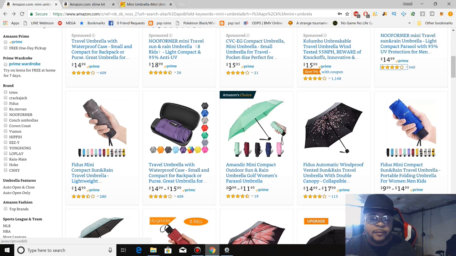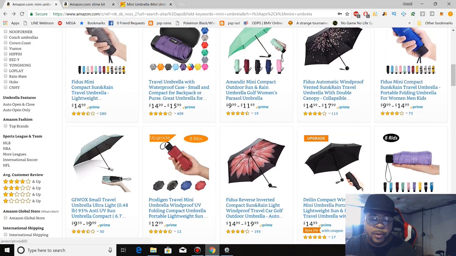But as you can see here, everyone is selling the same exact umbrella. They're probably getting it from basically the same exact manufacturer, and you can also see here that everyone is doing well. For someone like me that understands how this all works, I can tell that these guys are not even using professional pictures. They're using pictures that they got directly from the manufacturer.